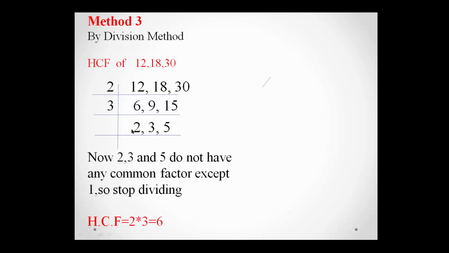So we will stop. Now we will see the left hand side. There are two numbers, 2 and 3. So now we will multiply them. 2 and 3, we are getting 6. So HCF of 12, 18 and 30 is 6.